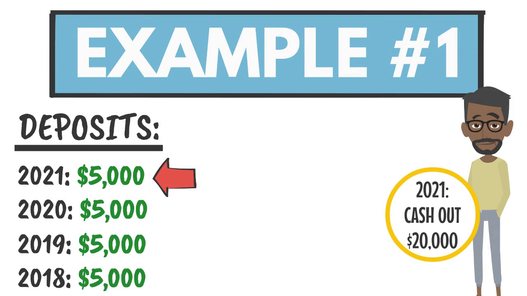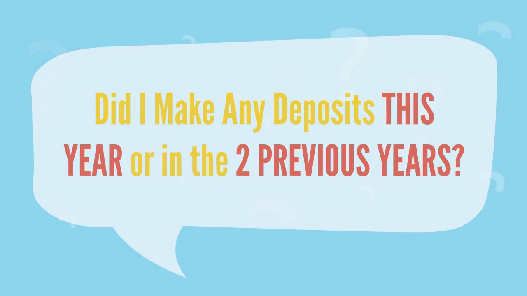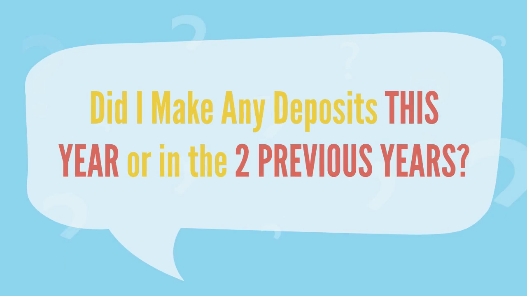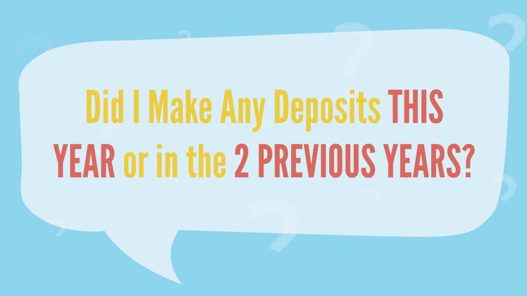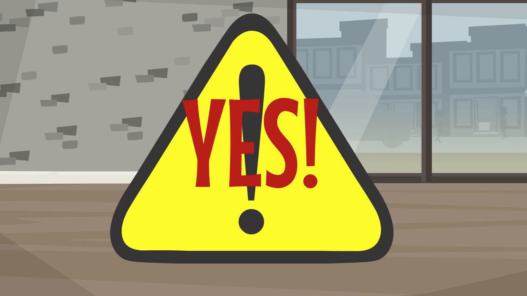Anytime you want to know who has to pay tax on money when you cash out the spousal RSP, the first thing you should do is ask yourself this question. I'm taking money out of the account this year. Did I make any deposits this year or in the 2 previous years? If the answer to that question is yes, then some, if not all of what you take out will likely be added to your income.